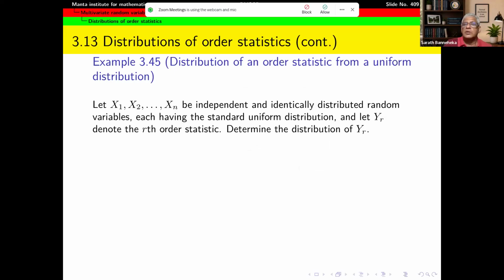Right. Okay. So now let's look at an example. Let's find out the distribution of the rth order statistic when we consider a random sample of size n from a uniform distribution in the 0, 1 interval. That is the standard uniform, right? So X1 up to Xn are all IID uniform 0, 1. Y_r is the rth order statistic.